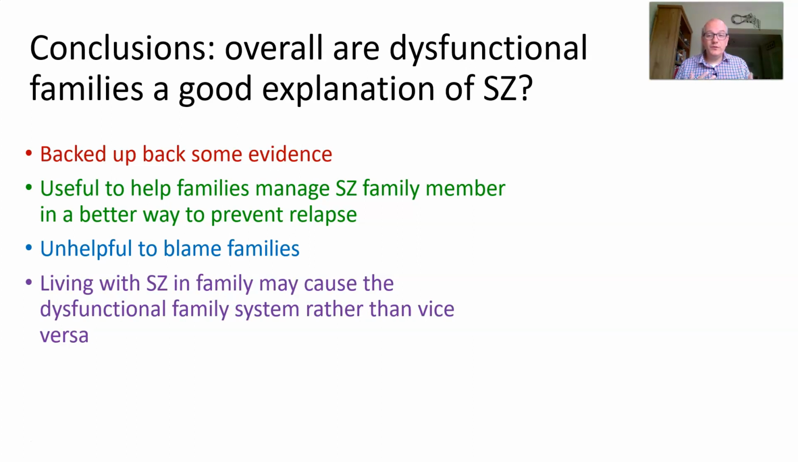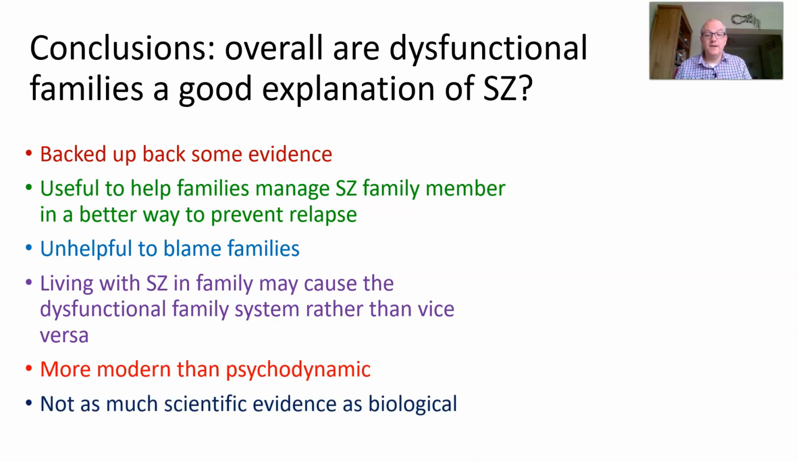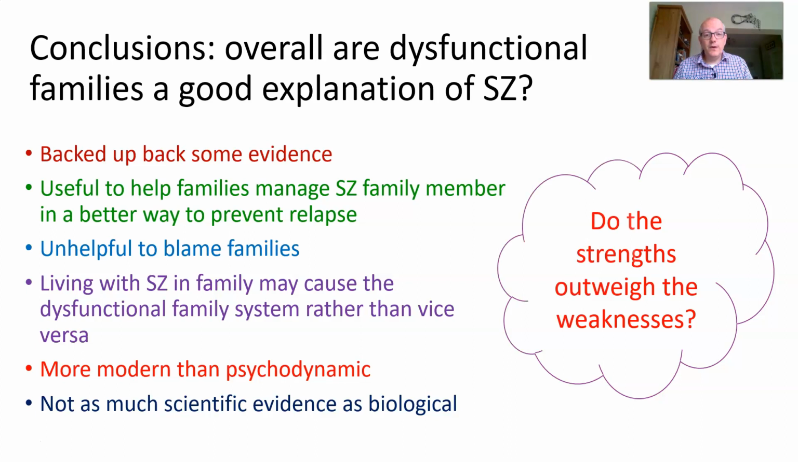Okay, now this cause and effect is a real issue. Living with someone with schizophrenia may be the cause of dysfunctional family environments. Now it is better than psychodynamic. If you notice, there's a very psychodynamic kind of theme to it. It is better than a psychodynamic explanation. It has more evidence, it has an application, so that surely is a strength. But the evidence, quasi-experimental, questionnaires, interviews, those kinds of things, is that strong evidence? Can we really establish cause and effect from that? So it's up to you then to answer the question, do the strengths outweigh the weaknesses? What do you think? Pop that in an essay.